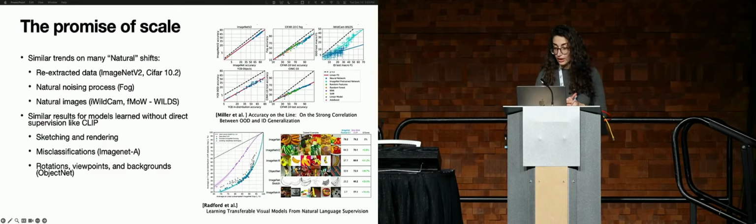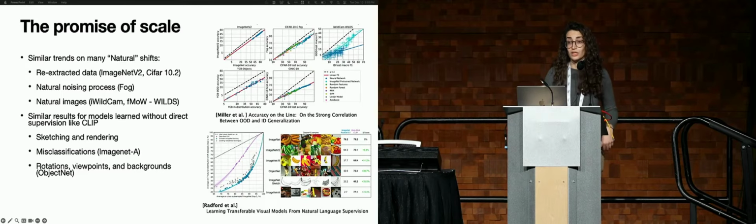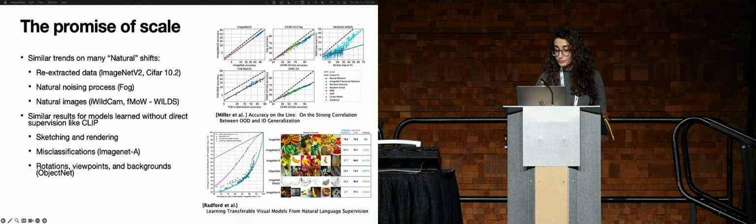And along the same vein, Radford and collaborators found a similar trend for models that learn without direct supervision, like CLIP. So they created shifts where the main model was trained on real images, but the shifted data set included things like rotated images, or the backgrounds were swapped out, or instead of the true pictures, there were sketches of pictures in the test distribution. And they found similar trends, that the bigger the scale, the better the correlation between in-distribution and out-of-distribution generalization.